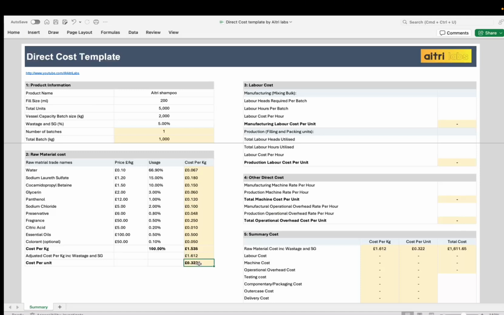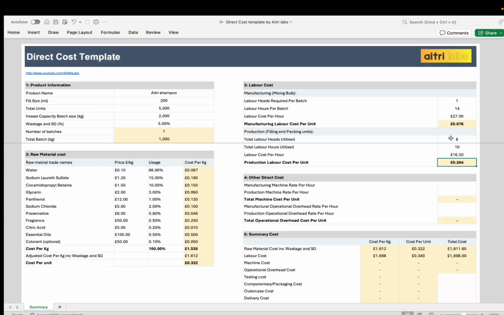For step 3, this is going to be all things labor. In my scenario, the 2 key labor costs I'm going to account for are manufacturing, which is the cost of mixing the bulk, and production, which is the cost of filling, packing, labeling, and getting the products ready. So it's going to take one person 14 hours at a cost of £27 per hour. Based on that information, my manufacturing labor cost per unit is that figure over there. Production is going to take 8 people 10 hours at a rate of £16.50 per hour. So I now have my manufacturing labor cost per unit and my production labor cost per unit.